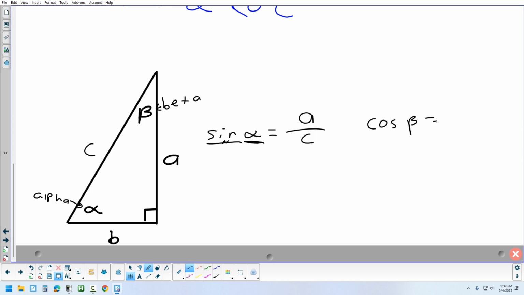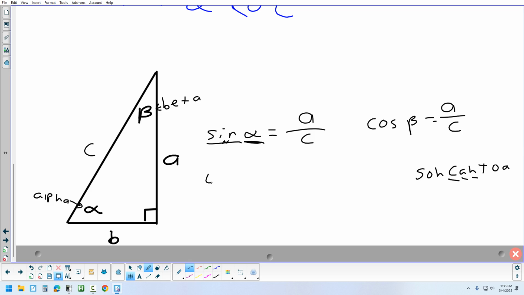So from beta, what side is adjacent? A. Cosine is adjacent over hypotenuse, so it's A over C. So what do you notice about the sine of alpha and the cosine of beta? They're the same. They came out the same.